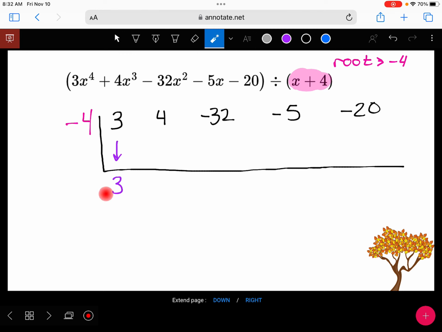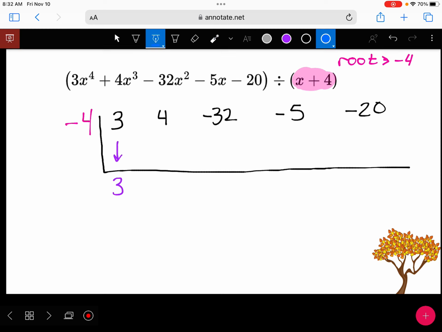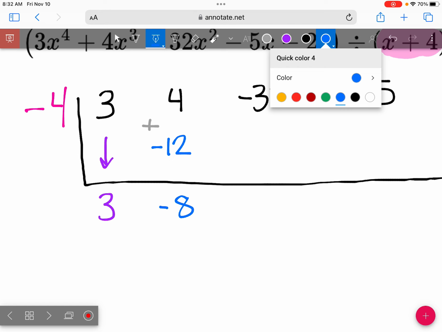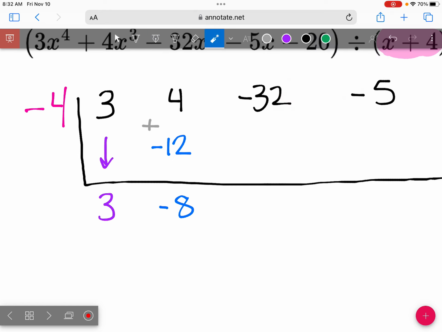So then we're going to take this 3 times the negative 4 and put it here. What is 3 times negative 4? Negative 12. And then we add them together. 4 plus negative 12 is negative 8. Then we're taking our negative 8 times our negative 4, and we get positive 32. And then we add them together, and we get 0.